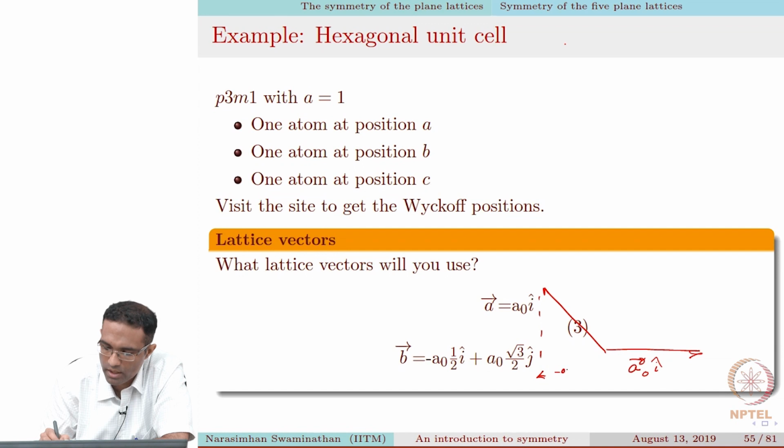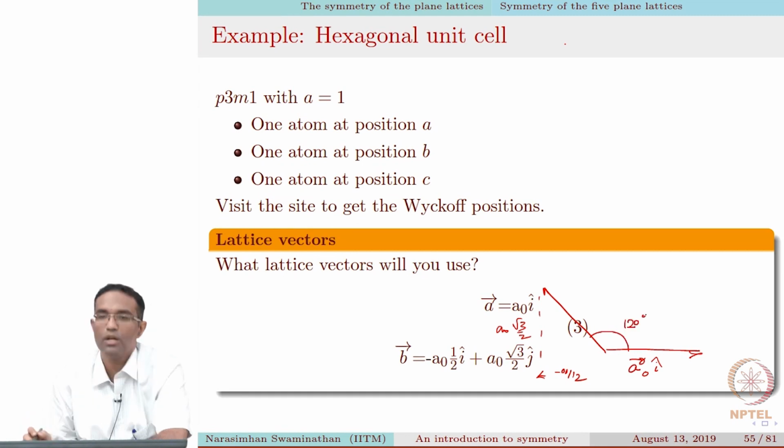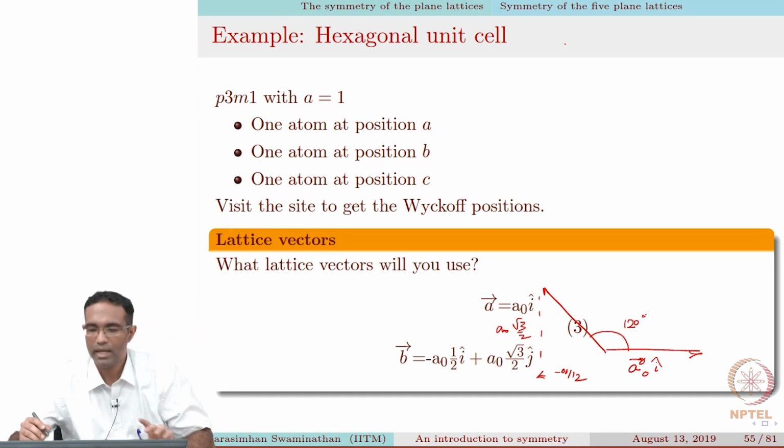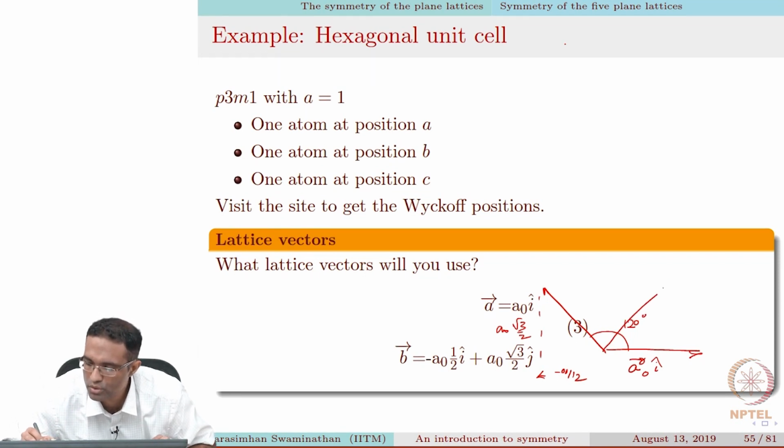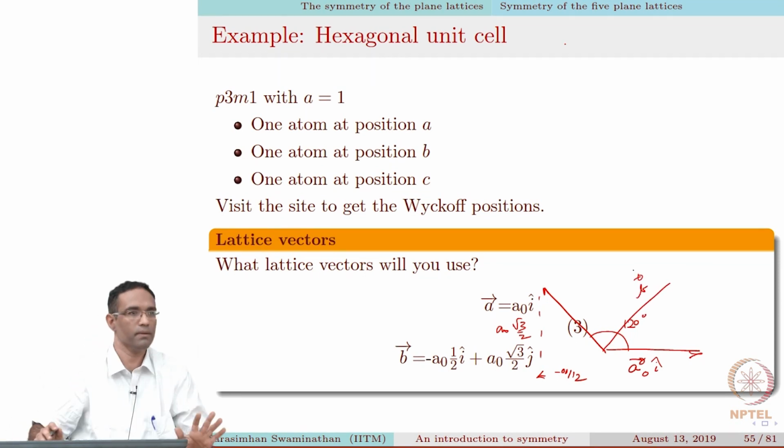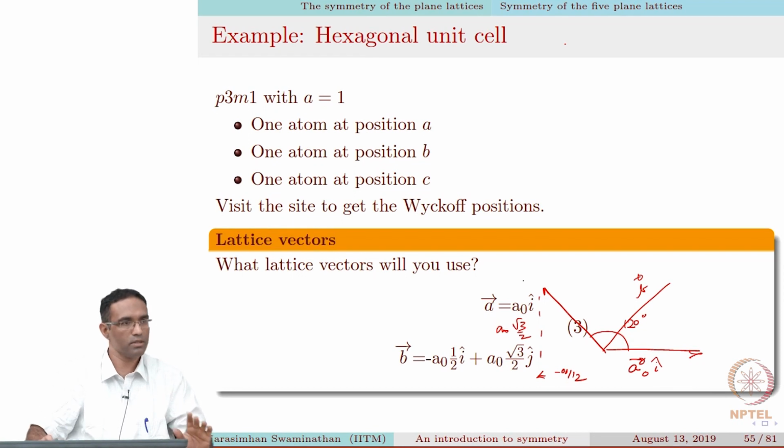This is equal to minus a naught by 2, and this one is root 3 by 2 into a naught, such that the included angle between these two vectors is 120 degrees. It doesn't work if you choose this as B. Only this has to be chosen as B. That works for both hexagonal lattices with 3-fold rotation symmetry and lattices with 6-fold rotation symmetry. So we will choose A as this, B as this, and construct our lattice.